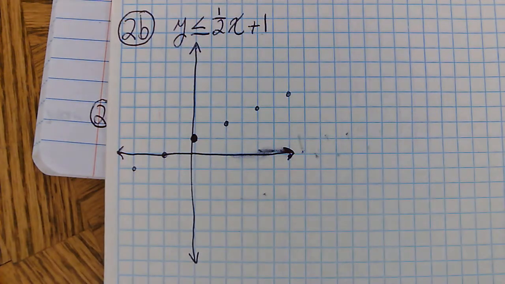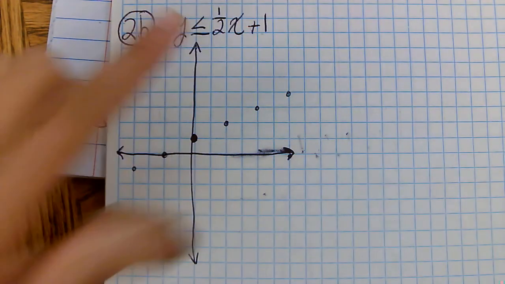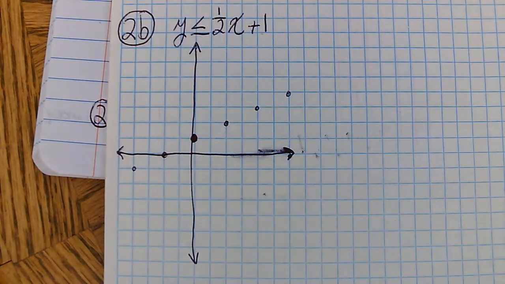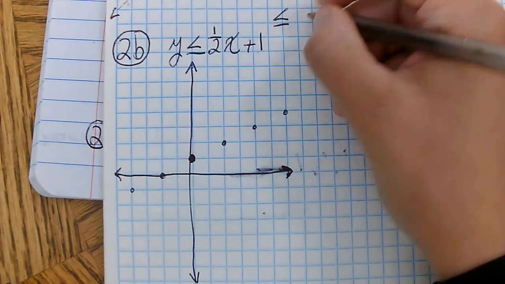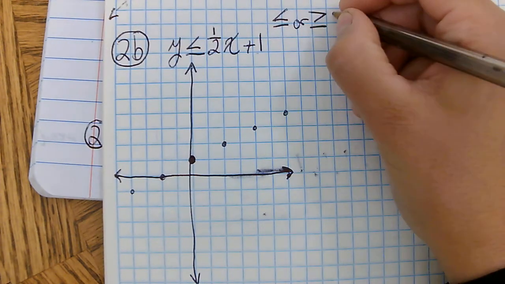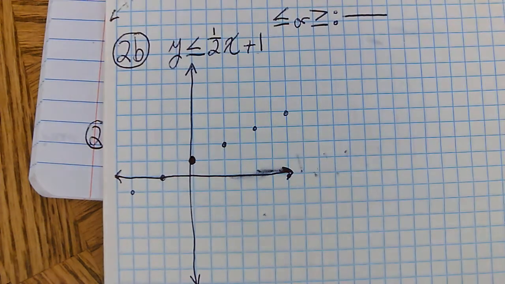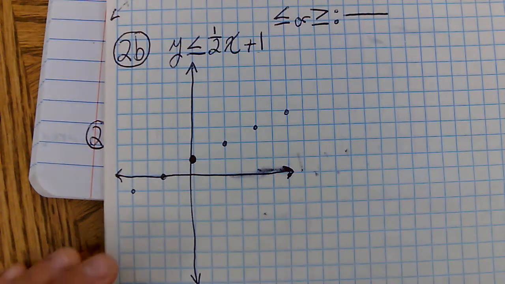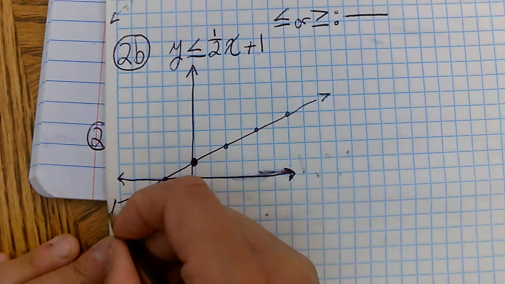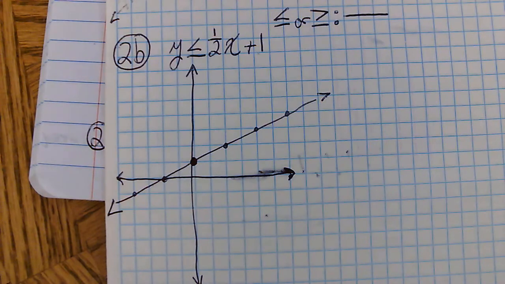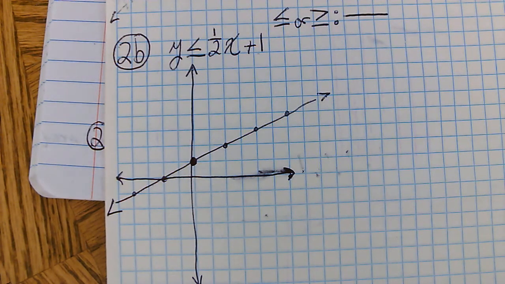Now, this one is slightly different because you'll notice it's less than or equal to. When you have less than or equal to or greater than or equal to, you're going to have a solid line going through the points. And I'll show you why. So I'm going to draw a solid line going through. Once again, I'm going to plug in 3 separate points. You don't have to do that every time. It's just to illustrate why it's this way.